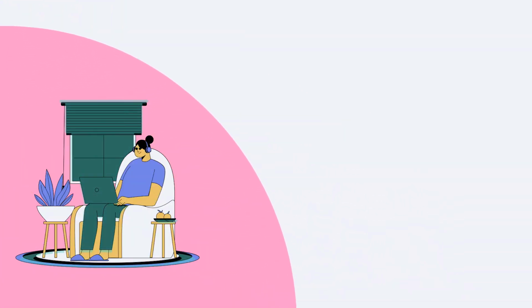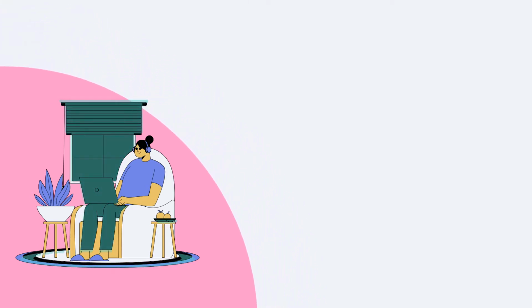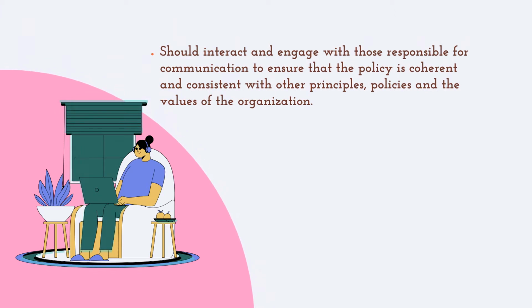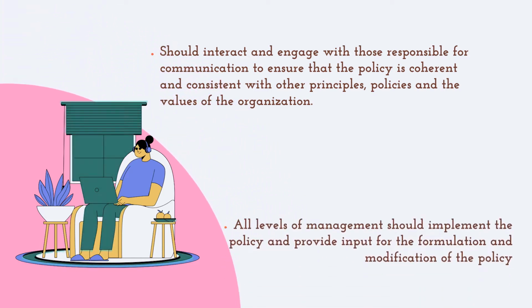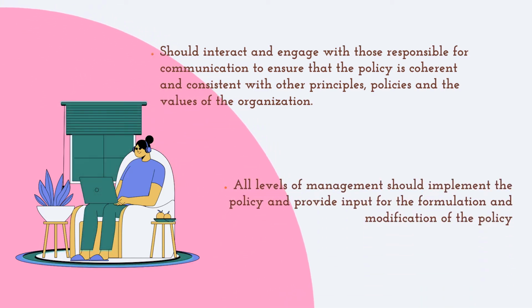In developing the policy, those responsible for environmental management within the organization should interact and engage with those responsible for communication to ensure that the policy is coherent and consistent with other principles, policies, and the values of the organization. Subsequently, all levels of management should implement the policy and provide input for the formulation and modification of the policy.